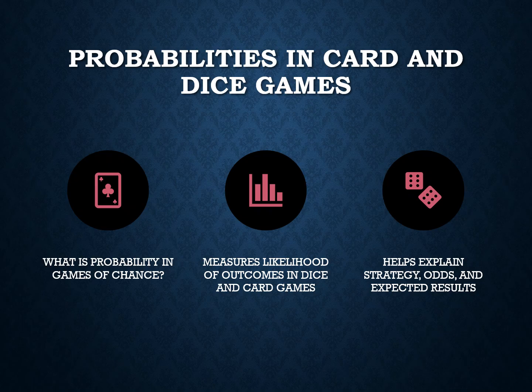Today I'm going to be talking about probabilities in card and dice games. Probability is a way to measure how likely an event is to happen in random games such as rolling dice or drawing cards. Understanding probability can explain strategy, expected outcomes, and why some games favor certain players.